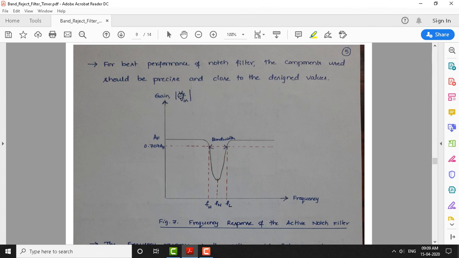For the best performance of the notch filter, the components used must be precise. They must be accurate, and also they must be close to the design values.